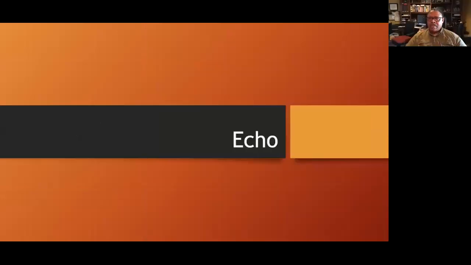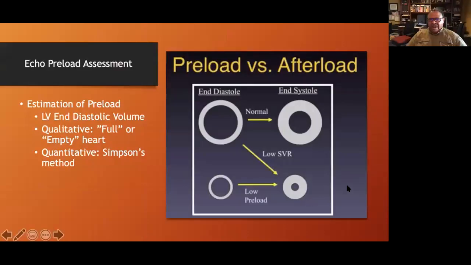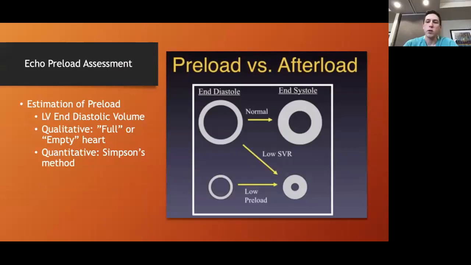All right, let's move on and talk about echo. So echocardiography can be used to distinguish between low preload versus low afterload states using the end diastolic volume and the end systolic volume. In this diagram, we have a schematic of the left ventricle in short axis. And in a normal physiologic state, the heart ejects about 65% of its volume, and your end diastolic volume should appear like this, and end systolic is not completely empty.